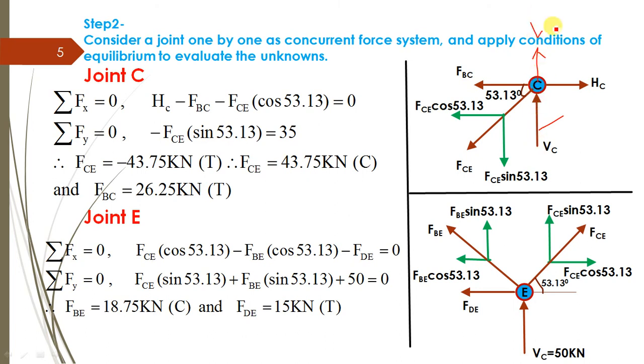Now this is VC. Now by applying the condition of equilibrium for concurrent forces, all these forces 1, 2, 3 and 4 are concurrent forces, isn't it? Now apply the condition of equilibrium. Summation of Fx is equal to 0. So HC minus F of BC, then minus F of CE cos 53.13. How is it 53.13?